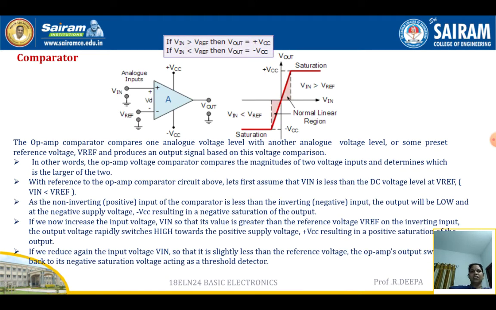The last application of the op-amp is the comparator circuit. So what is a comparator? The op-amp comparator will compare one input voltage applied at the inverting input terminal with the other input voltage which is applied at the non-inverting input terminal. That is, it is going to compare both the voltages applied at the input points.